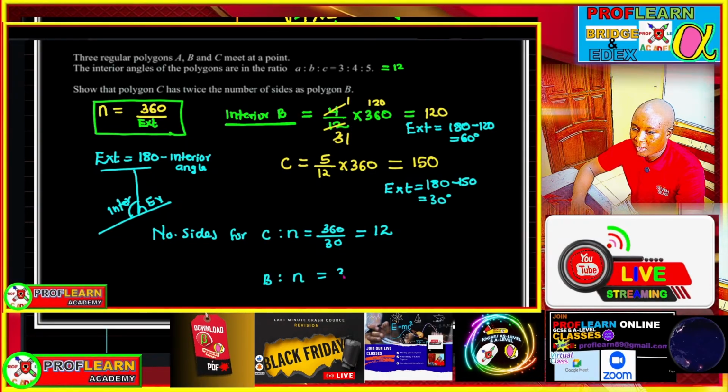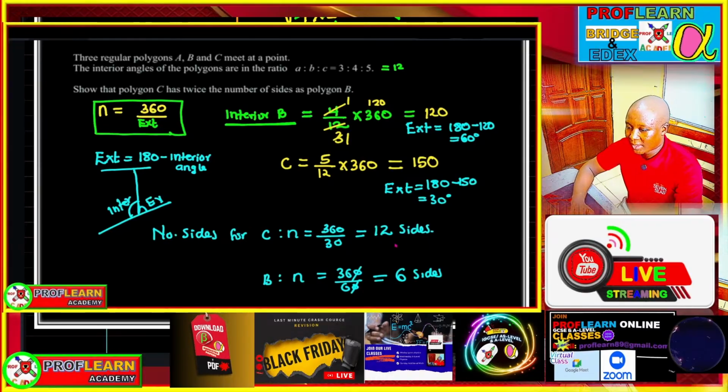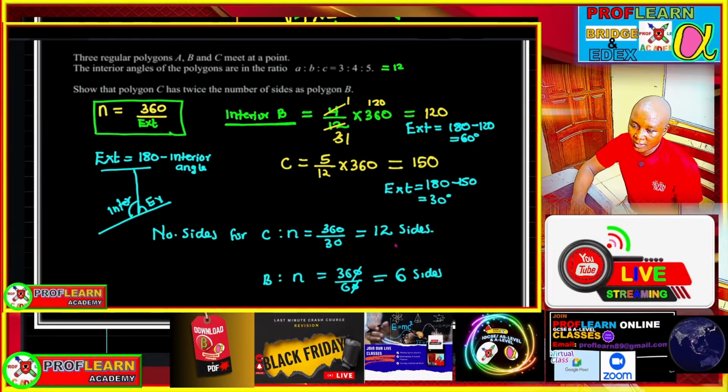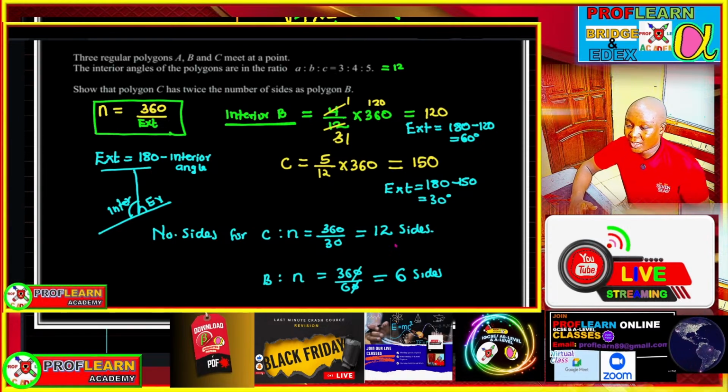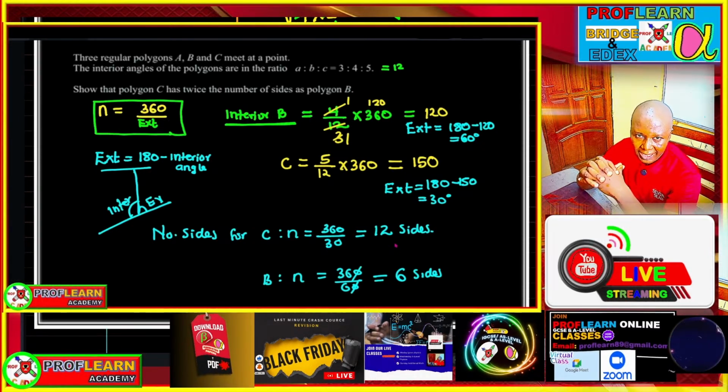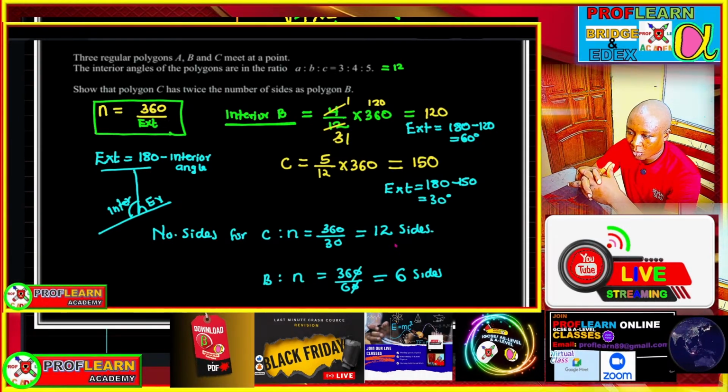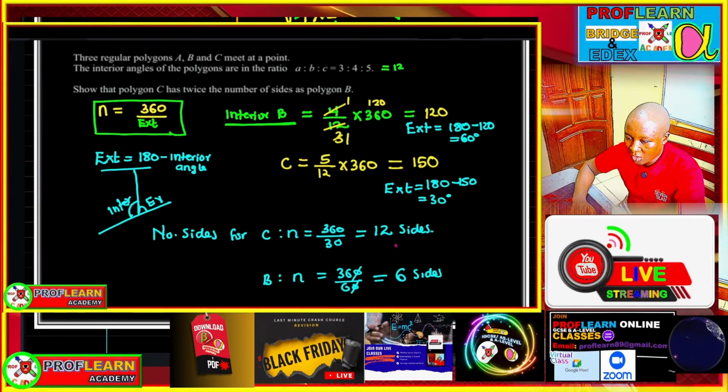And for B, N equals 360 over the exterior angle, which is 60, and that is going to be 6. Then from here, you can see the number of sides for C is twice the number of sides for polygon B. So that is basically what a candidate was supposed to do in order to earn all the marks for this particular question. Moving to the next question.